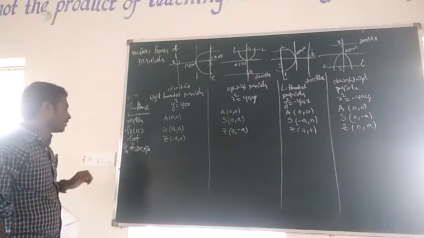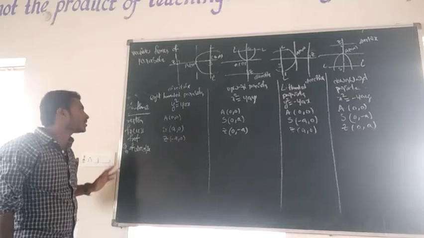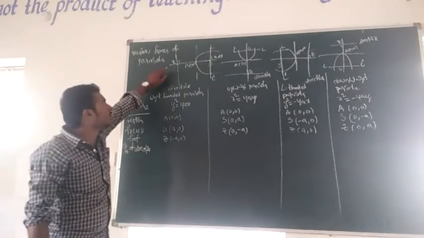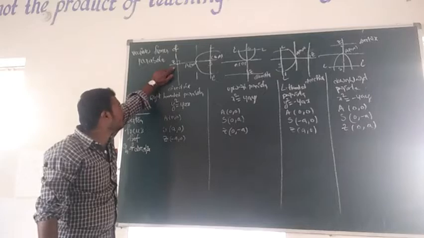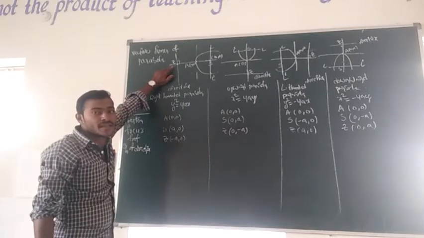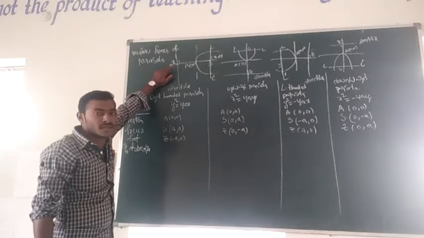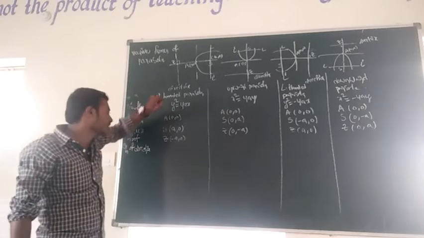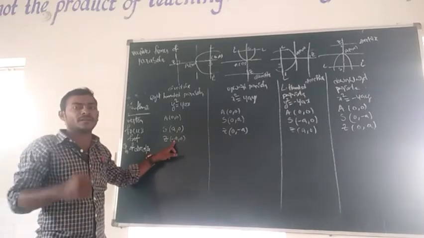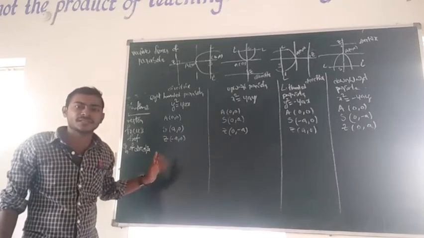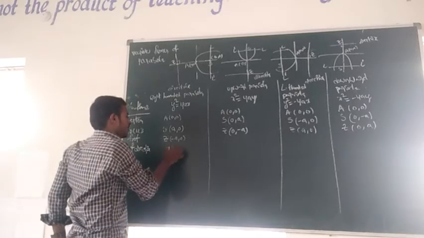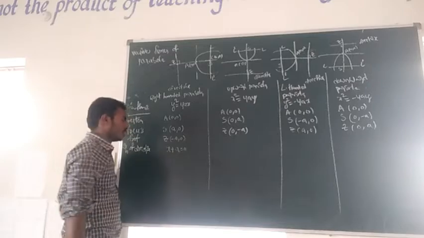Equation of directrix. Here the x value has a negative sign, that is minus a units. The projection lies on the negative side of the x-axis, so the unit is minus a. So x equal to minus a, we get x plus a equal to 0. So here x plus a equal to 0.